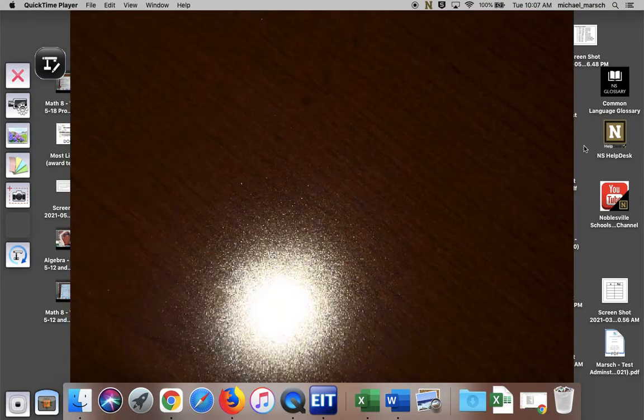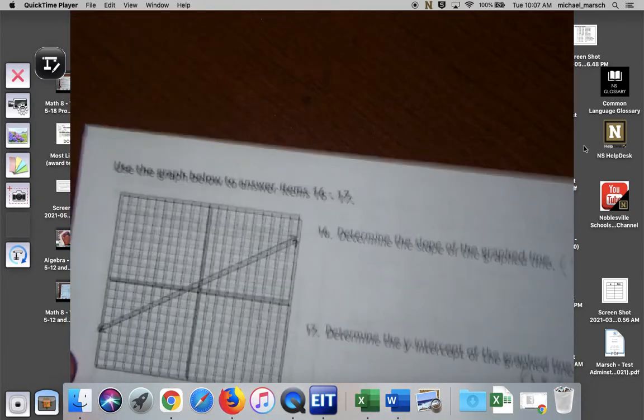All right, last page. Oh, not the last page. Oh, I wish it was the last page.